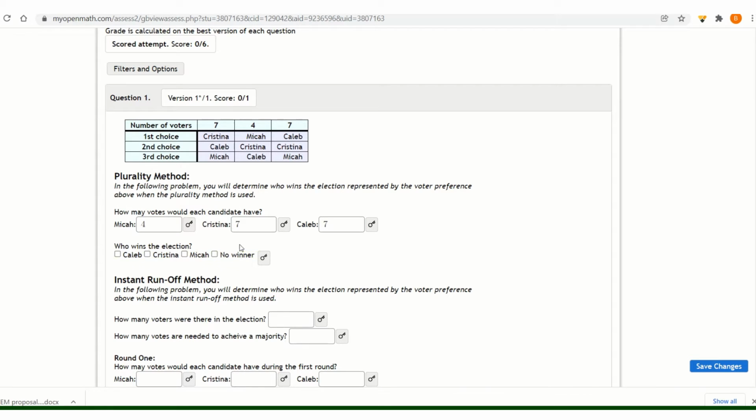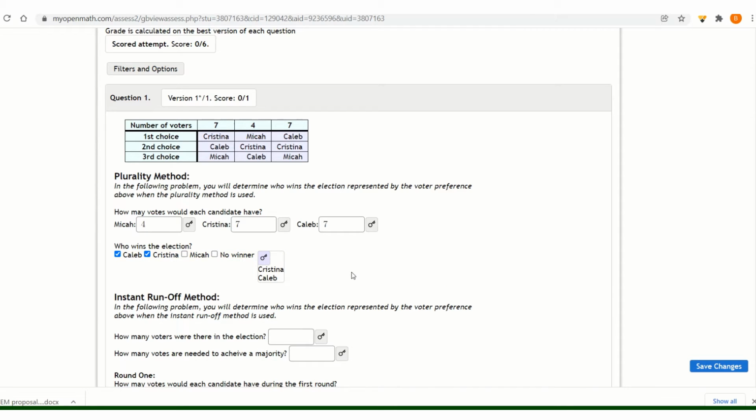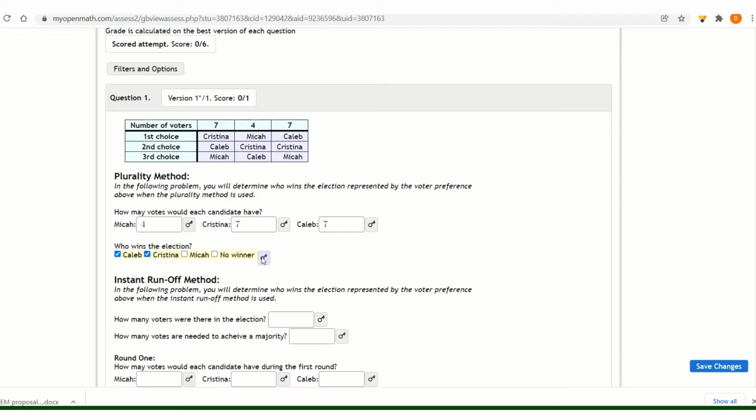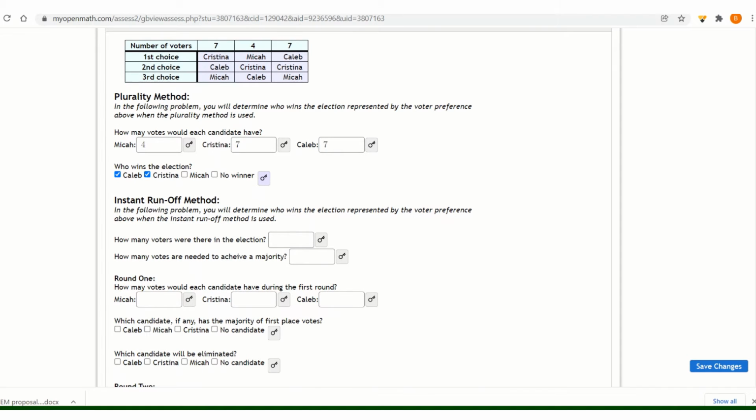So who wins? Well, there's no winner really because Christina and Caleb are tied. But I'm not sure if it wants us to answer both of them. We'll try that. And since I have the answer, yes, it does want us to put both of them instead of no winner. Okay, now the instant runoff method.